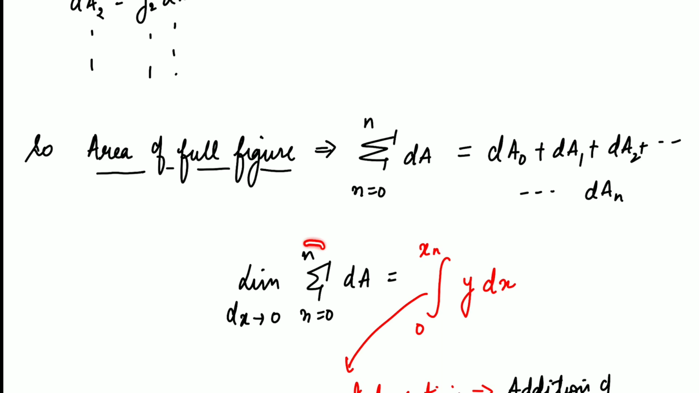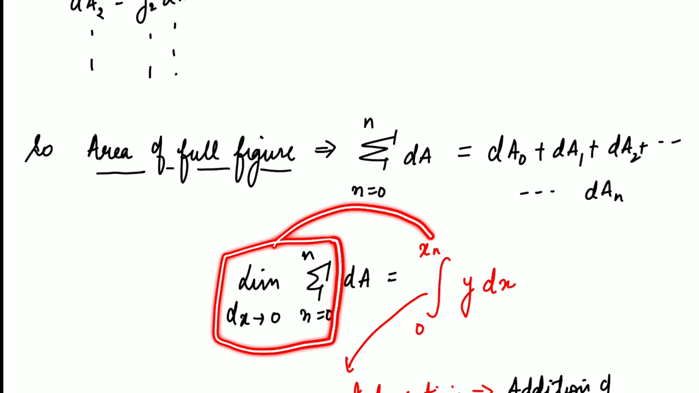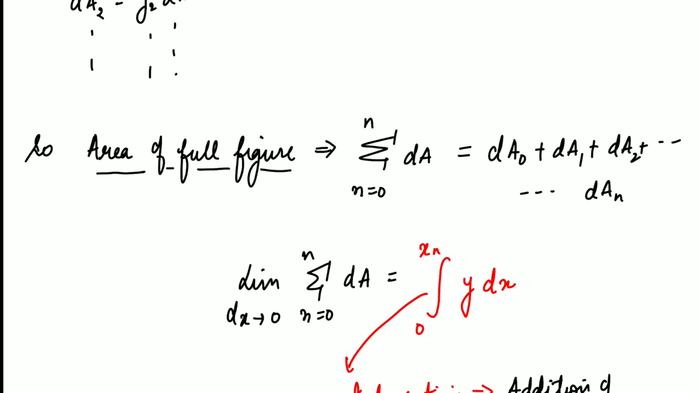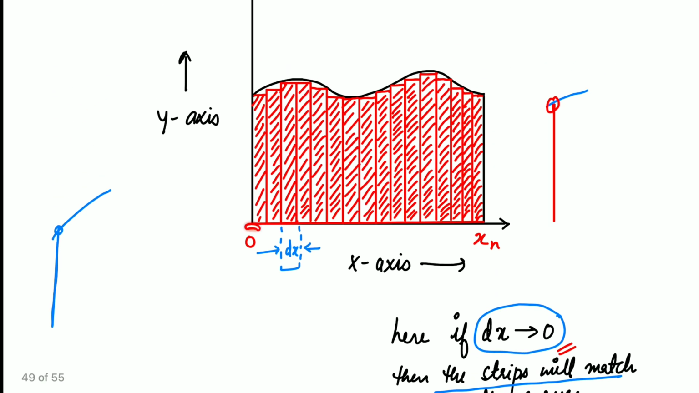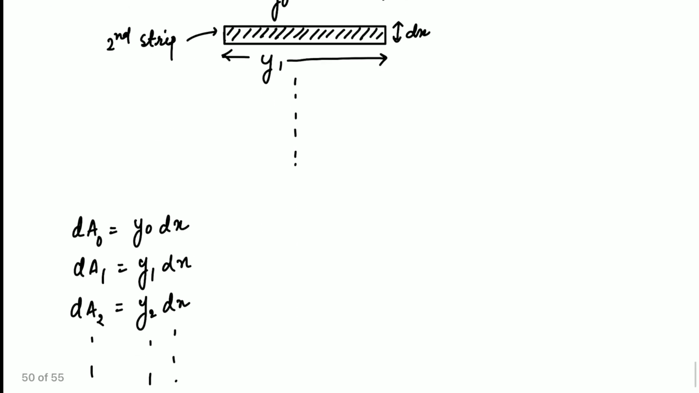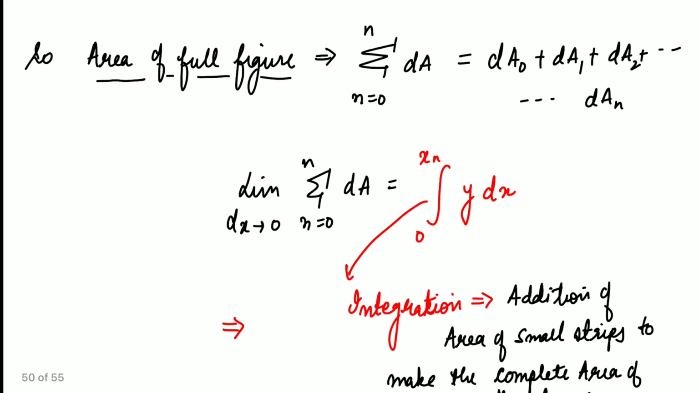Whenever you have a summation in which your dx is tending to 0, or the width of your strip, whichever you have chosen, is very, very small, at that time instead of summation I use this symbol. This symbol is what you call your integration symbol, right? And it is integrated from 0 to xn, from this strip to this last strip, over this entire strip. So that is integration: your y is the corresponding length multiplied by dx. Dx is the thickness, the small thickness that we have chosen.